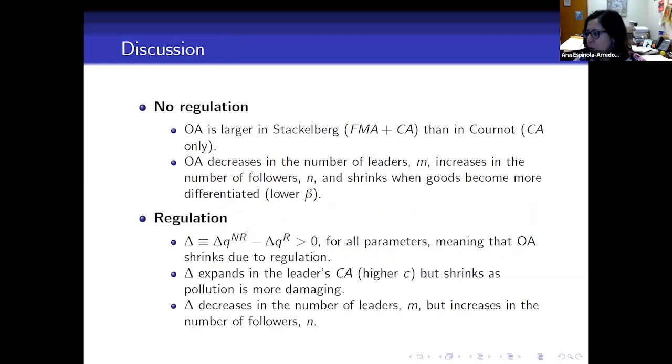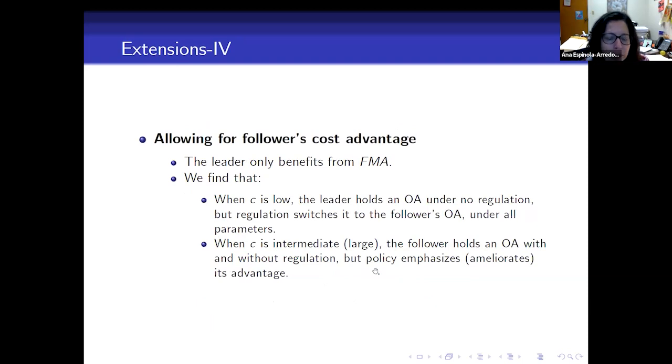By the way, another extension that we developed was to examine what happens when the leader is cleaner or greener than the follower. What we observe is that when the leader produces fewer emissions than the follower, then regulation, of course, will affect the leader's output advantage in a more reduced way.